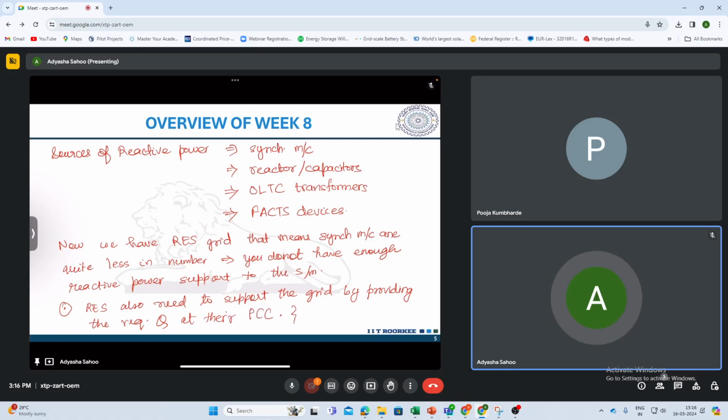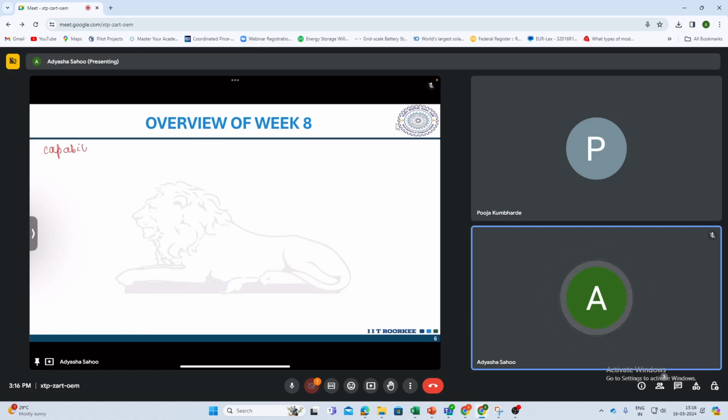So generally it is required that they should maintain a constant power factor at the PCC. What will happen now is, we know that there is a capability curve, right? This capability curve gives the relation between the amount of P and Q that can be generated in any machine.